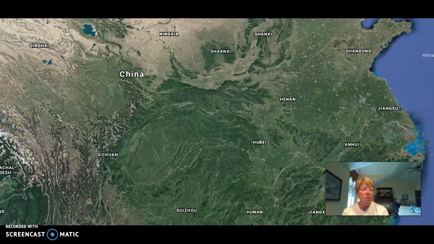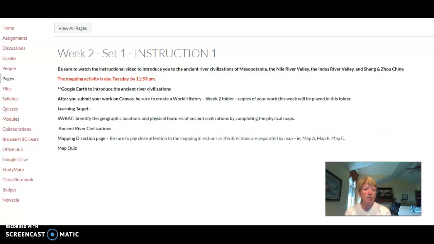You will be marking these places on your map, and you will be locating them using the Nystrom Historical Atlas. As you return to the instructions and move on to the mapping assignment, I would remind you that this activity is due on Tuesday by 11:59 p.m. You will upload it to Canvas. You will also save a copy to your Week 2 folder.